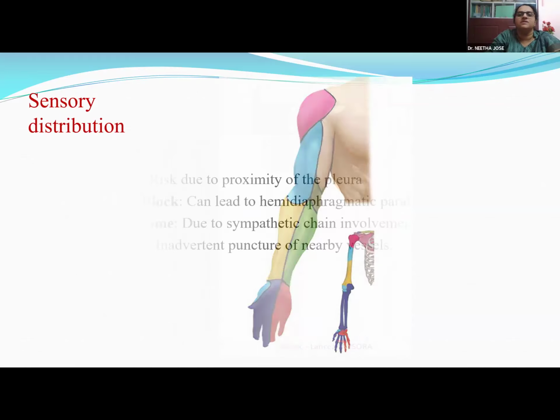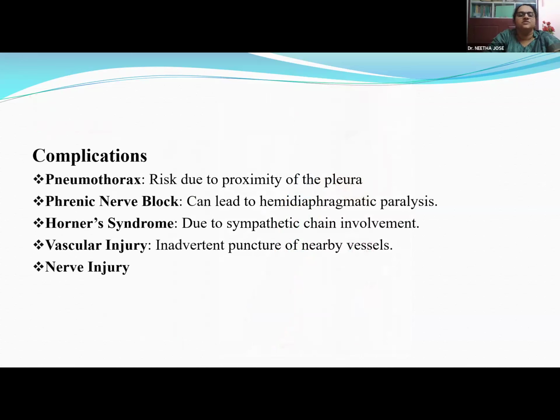And coming to the complications, it is pneumothorax, which is due to the proximity of the pleura that you have already seen in the sonoanatomy. Then phrenic nerve block due to hemidiaphragmatic paralysis, Horner syndrome due to sympathetic chain involvement, and vascular injury and nerve injury.